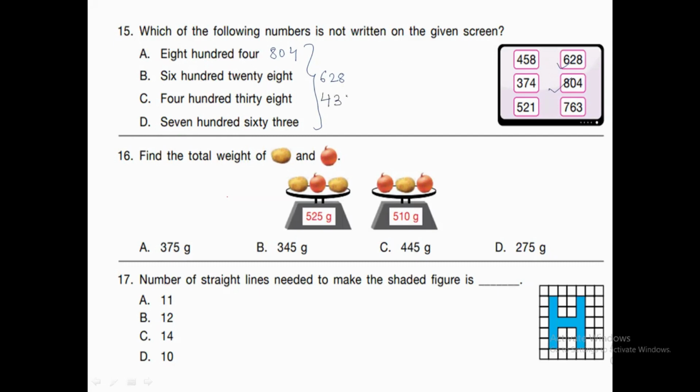Now the third number that we have is 438. Okay, 438. Let's see, is 438 there on the screen? No, it is not there on the screen. Now 763. Let's see, is 763 there on the screen? Yes, it is. Now the question was asking about the number not written on the screen. So which number is not written on the screen?